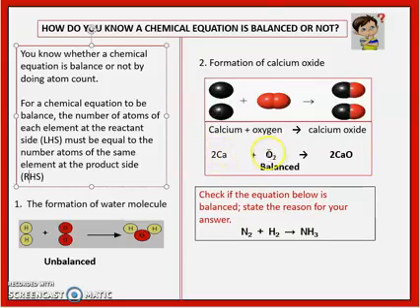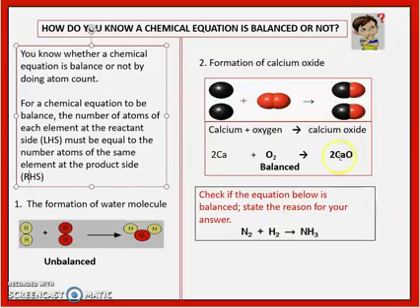Then we have oxygen molecule. In this oxygen molecule, we have 2 atoms of oxygen. Then this is calcium oxide. In this calcium oxide, we have how many calcium? 2 calcium. This 2 in front is for everything here. So 2 calcium, because 2 multiply calcium gives you 2 calcium.